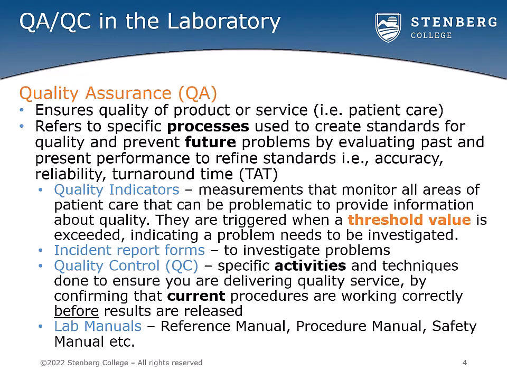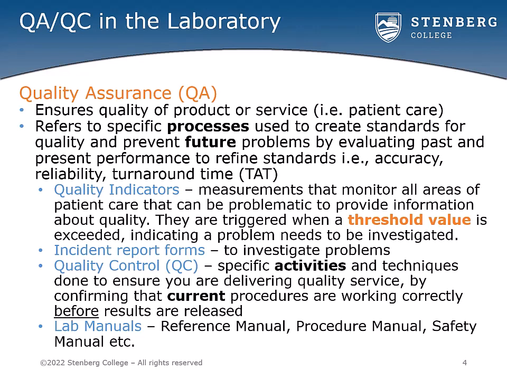What are quality assurance and quality control? That's a big question. Quality assurance is the process to ensure the quality of a product or service, in this case, lab results. It refers to processes used to create standardization for quality service or product and is designed to prevent future problems by evaluating past and present performance and then using this data to refine lab standards and procedures.